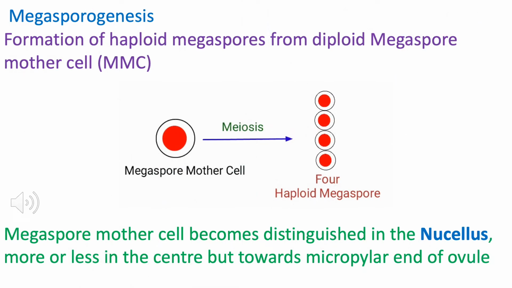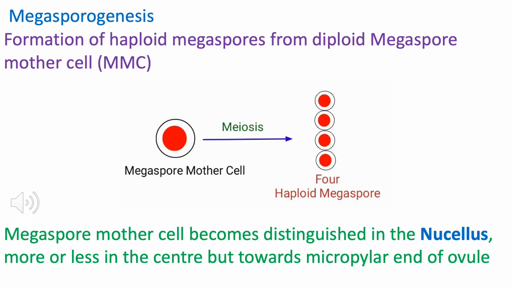Megasporogenesis. Megasporogenesis is the process of formation of haploid megaspores from diploid megaspore mother cell, that is MMC. We have studied about MMC in the last lecture. So here, if you can see in the diagram, the megaspore mother cell undergoes meiosis and gives rise to 4 haploid cells. In the process of meiosis, you know the chromosome number is reduced to half. So 4 haploid megaspore cells are produced.